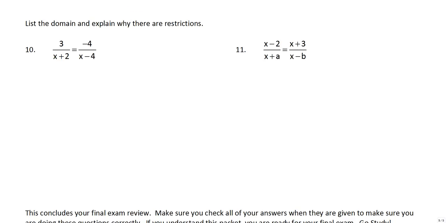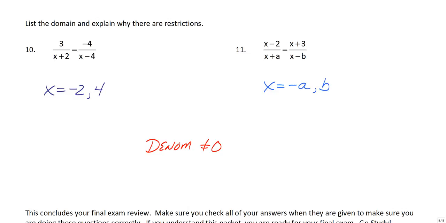The only thing we're asking you here to do is list your domain and explain why there are restrictions. Well, in this one, x is not allowed to equal a negative 2 or a positive 4. And this one, x is not allowed to equal a negative a or a positive b. And the reason behind both of them is because your denominator is not allowed to equal 0.